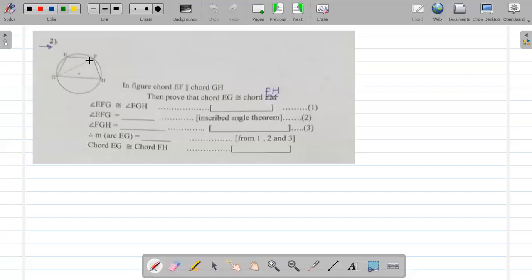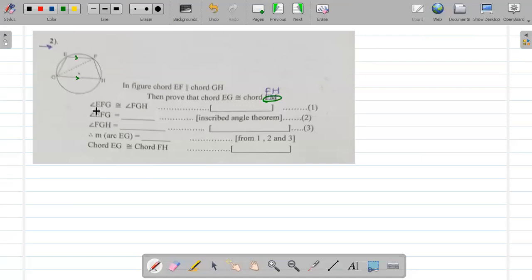Okay. So we have question 3A, second part. Question 2. We are given that in this figure, chord EF is parallel to chord GH. So EF is parallel to GH. And we are asked to prove that EG is congruent to FH. So there was one error here. It was supposed to be FH.